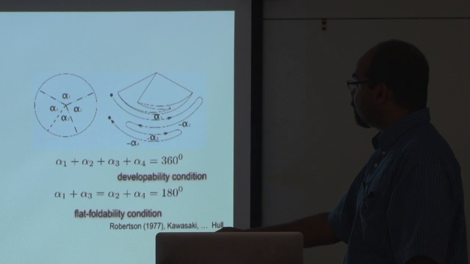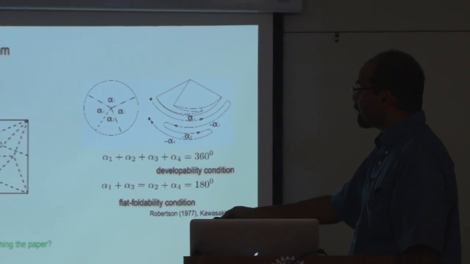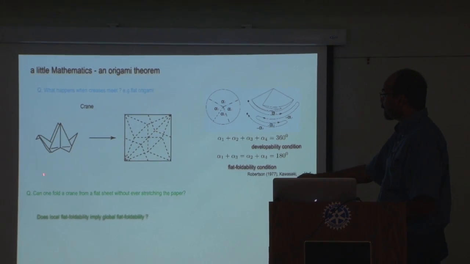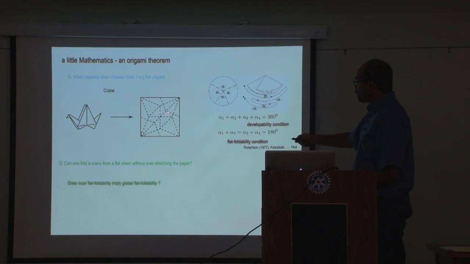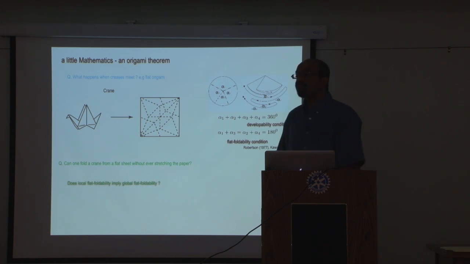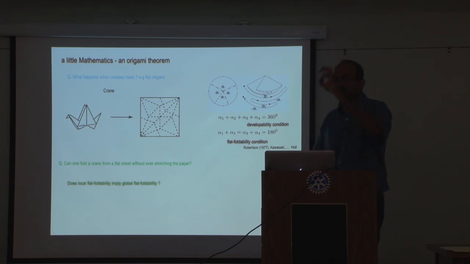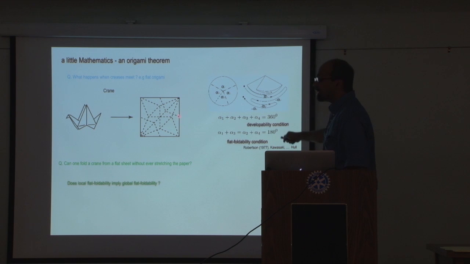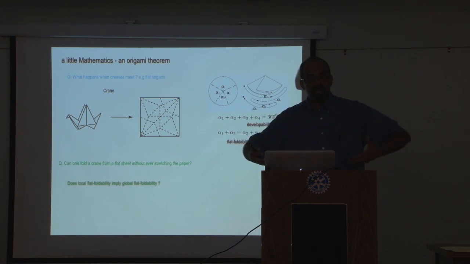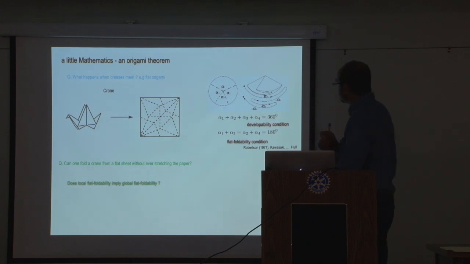If I start with a sheet of paper which is flat, and I end up with a complicated origami sculpture which is also flat, can you fold this structure, for example, the crane, from a flat sheet, moving through a sequence of moves so that you end up with the crane and never have to stretch the paper anywhere? Because this condition that I gave you is a condition which is true at every one of the vertices. So it's true at that vertex, at that vertex, at that vertex, and so on. But it doesn't say how they all talk to each other, which is exactly what you need to understand if I wanted to figure out how to take this flat sheet of paper and convert it to something like an origami fold.